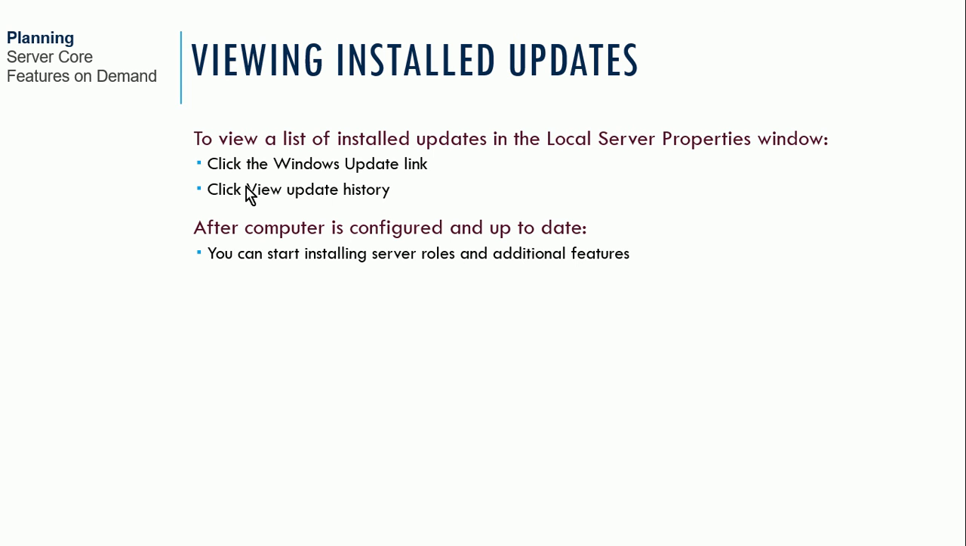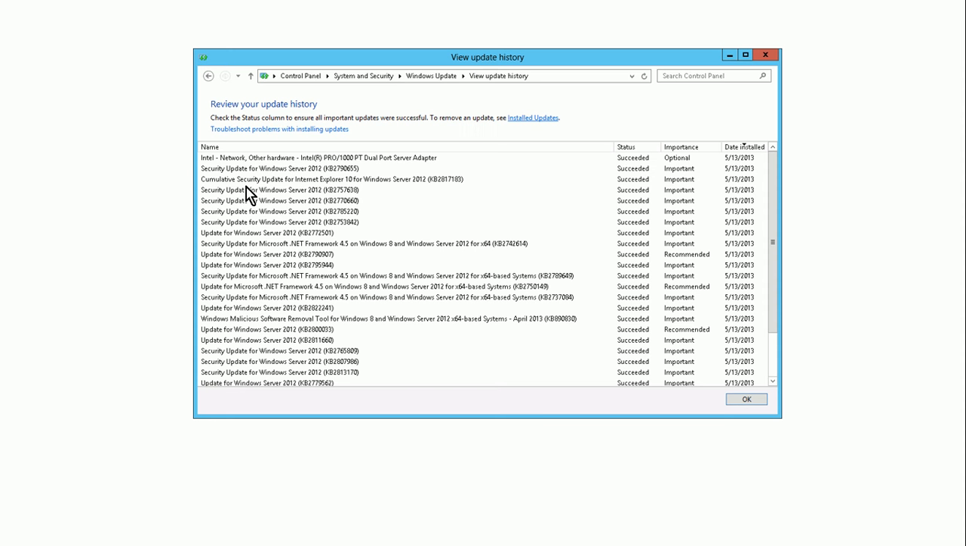After the computer is configured and up to date, you can start installing server roles and additional features, and it's going to look something like this. So this is where you install your updates for your server. And we'll talk a little bit more about updates in a little bit when we talk about features on demand towards the end of this section.